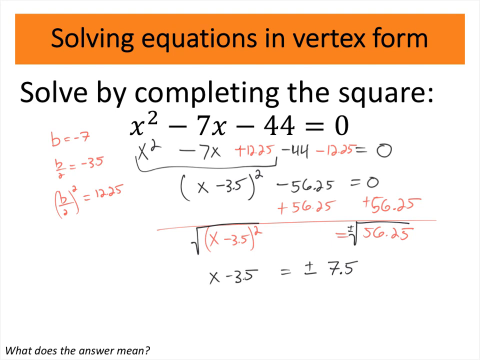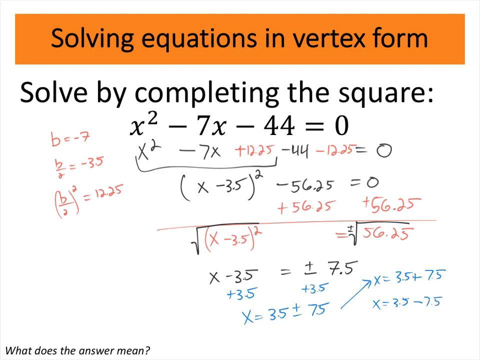And our last step is to solve for x. So we're going to add 3.5 to both sides, x equals 3.5 plus or minus 7.5. So remember, there's two answers here. There's the positive version. x is going to be 3.5 plus 7.5. And x is also going to be 3.5 minus 7.5.